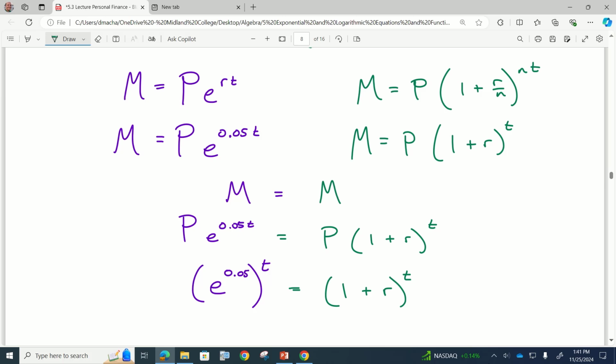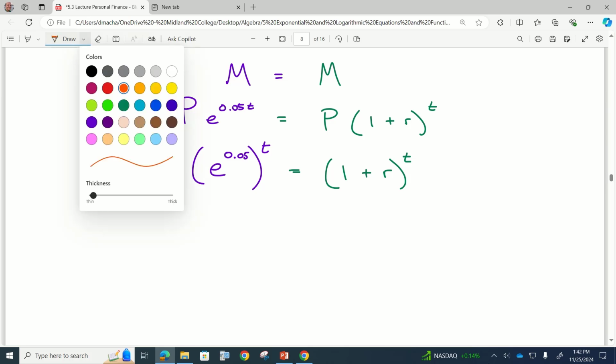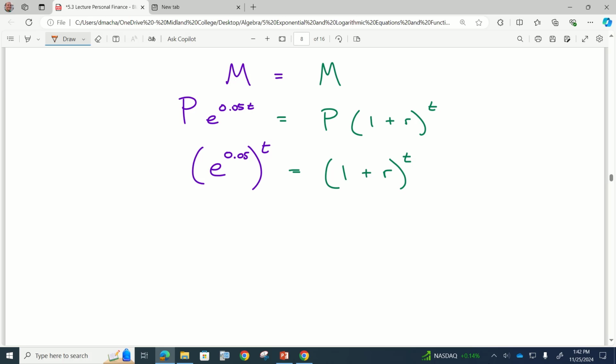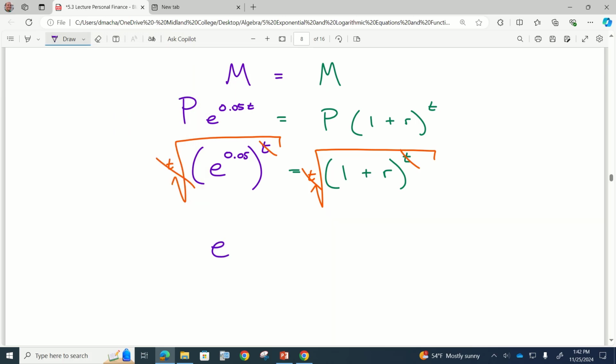So now I look at this equation and I think, well, I could continue to try to solve for r if I can get rid of this t power. And I could get rid of that t power if I just take the tth root of both sides. Now that root cancels with that power. I did the same thing to both sides of my equation. And so I get e raised to the power 0.05 is equal to 1 plus r. And that means r is going to be equal to e to the power 0.05 minus 1.